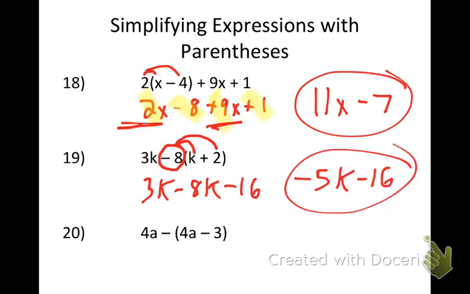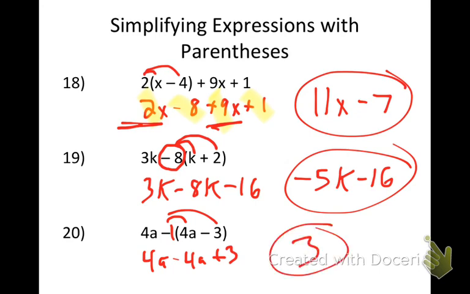Recognize that. 20. What am I distributing on 20, Katie? A negative what? I'm distributing a negative 1. So that makes that 4a minus 4a plus 3, which gets me an answer of what? 3. Good work.